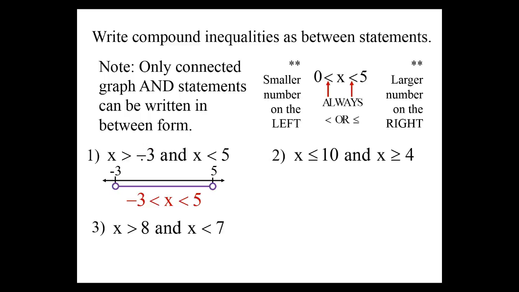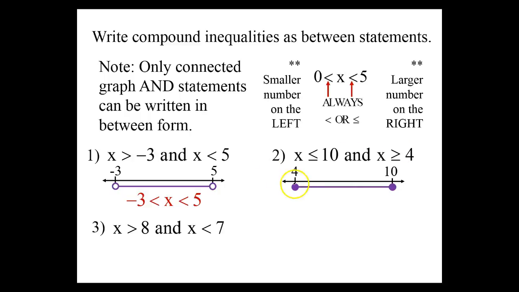So small number on the left, notice how both inequalities are going less than. And this one stays the same, but this one is the one we flipped around. Okay. On number 2, again, ask yourself, is this a connected graph? If we want numbers that are less than or equal to 10, and they're also greater than or equal to 4. So basically, what numbers are smaller than 10, but they're also bigger than 4? That indeed is a connected graph. They're just saying, that's all the numbers between 4 and 10.